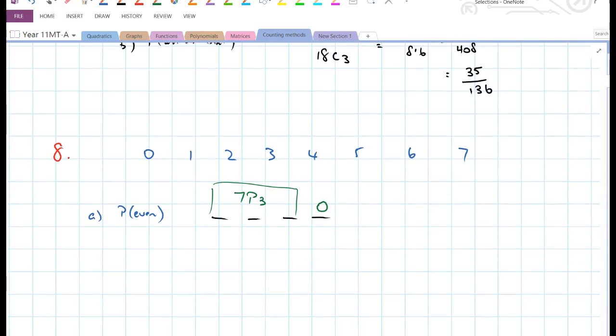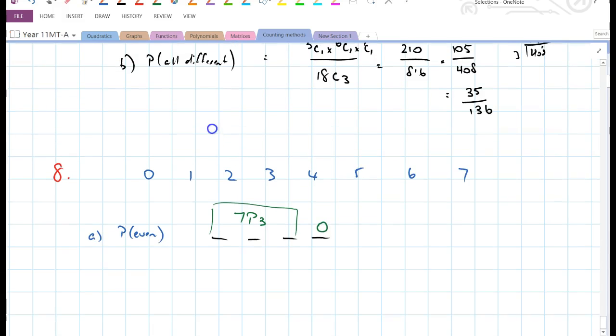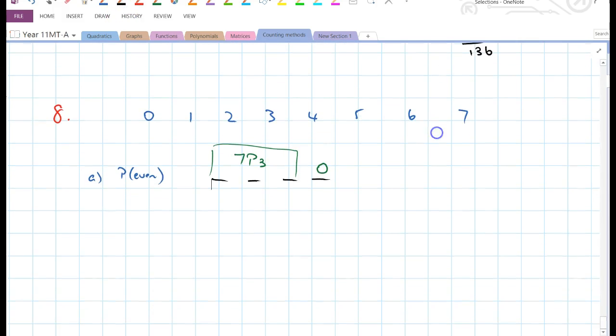Alright, now that's only for when it ends in 0. I need to consider now other options for when it finishes in a 2, 4, or 6. So whatever I come up with here, there's going to be 3 options. Now I can't lead with a 0. So if I've taken a 2 out, or a 4 out, or a 6 out, I can't lead with a 0, so now I'm down to 6 options.